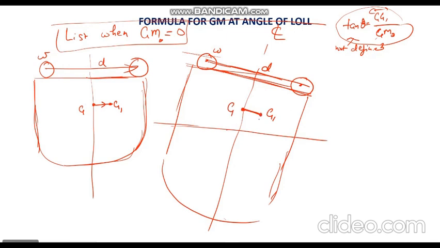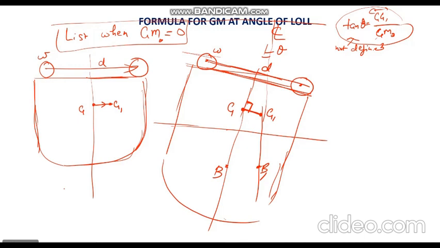And now in this condition, you have the B shifted below G1, and this is the angle of list caused because of the shifting of the weight. This angle obviously is 90 degrees, because GG1 is parallel to the deck, meaning perpendicular to the centerline. Now in this equilibrium condition, what is balancing the listing moment, guys? First tell me, what is the listing moment? Listing moment usually you say is W into D, correct?